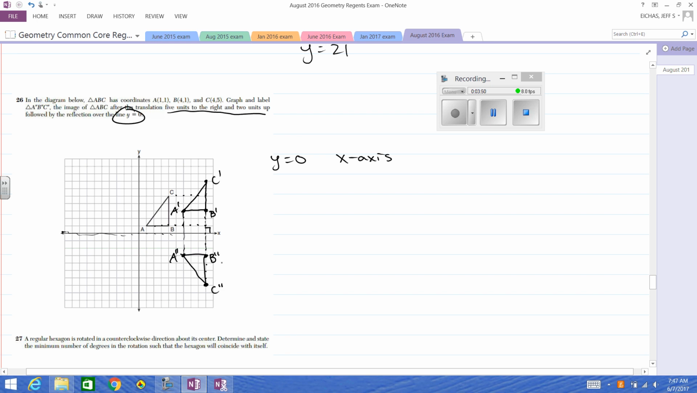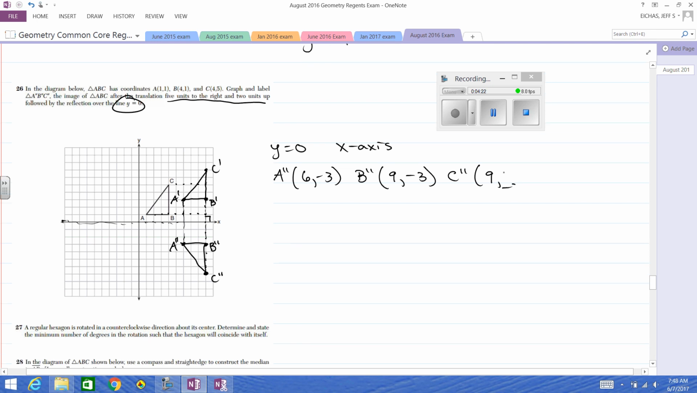Now, graph and label is all they said. They didn't say state the coordinates, so you don't really have to. I'm going to write them down. So we've got 6, negative 3 over there. If you're going to do this, make sure we don't make a mistake here. That's 9, negative 3, and C double prime looks like 9, negative 7. Whoops. And let's just make sure that makes sense. 5 to the right, 2 up. That's 6, 3. Yeah, so that works.